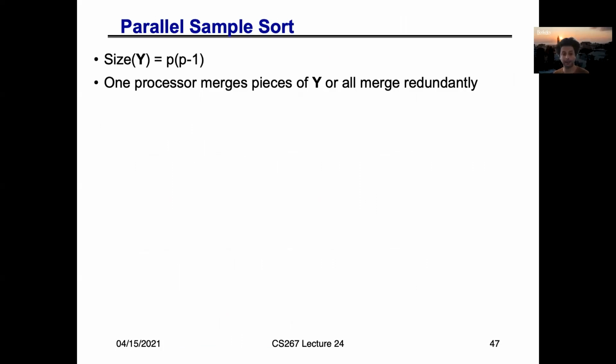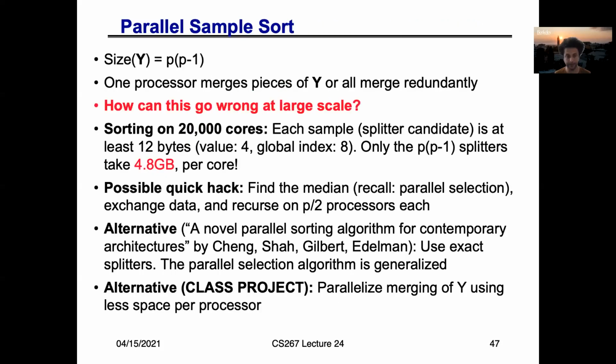One processor will essentially merge them, or everybody will merge them redundantly, unless I parallelize the merge. So that's a little bit of a cost. It doesn't affect asymptotics much, but it has some memory impact. At large scale, the thing that can go wrong is you can just do the math. If I'm sorting on 20,000 processing elements, and I assign one MPI process per core, and assuming that each splitter is 12 bytes, then you run the numbers.